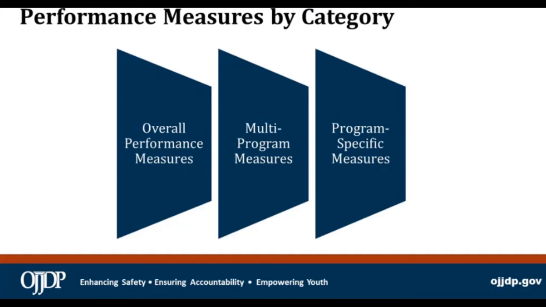Multi-program measures impact 3 different types of populations. 1, shared targeted populations, such as children involved in the child welfare system or tribal youth. 2, those with a similar service delivery model, such as mental health services or prevention services. And 3, those with shared outcomes, such as youth provided with defense counsel.